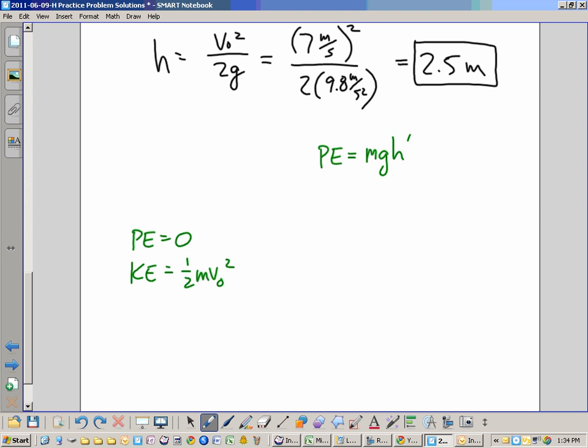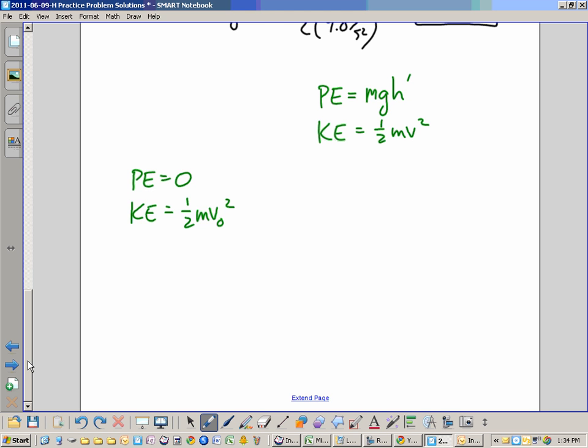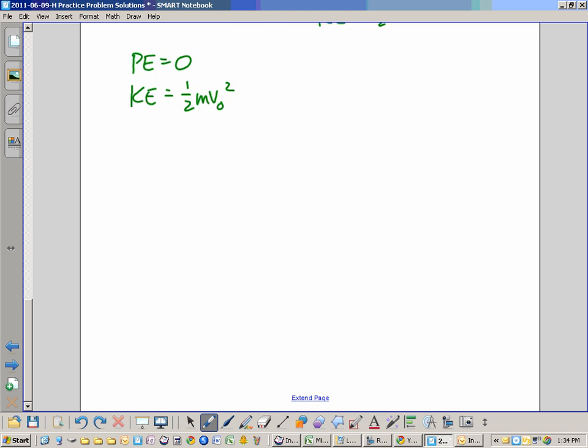Let's just call it H prime, okay? And that's what we're solving for. It's the same as what they call H1 plus H2. And kinetic energy is equal to 1/2 mv squared, where v is the velocity at the top of its trajectory. And we'll figure that in a second, after we do our algebraic solution here, all right? So we know that 1/2 mv0 squared.